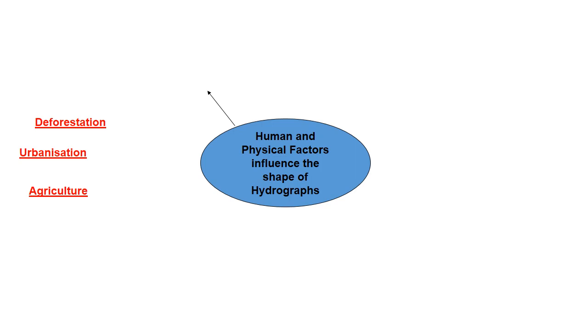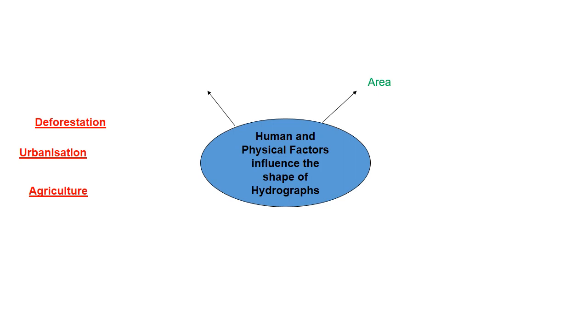Okay, then we're going to go through each of these in turn. These are the human and physical factors that influence the shape of hydrographs. Don't worry too much about hydrographs for the time being. The key thing that we need to be aware of is that these factors can influence whether a river floods or not. And we'll start with area.